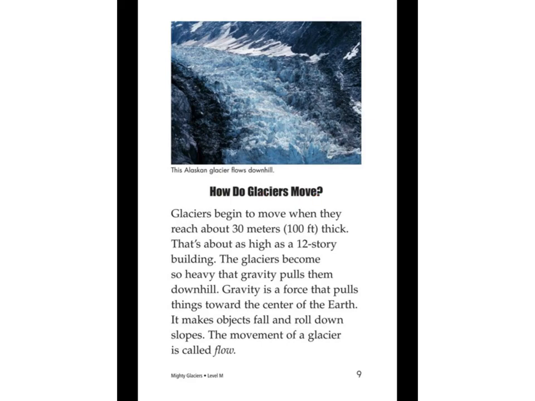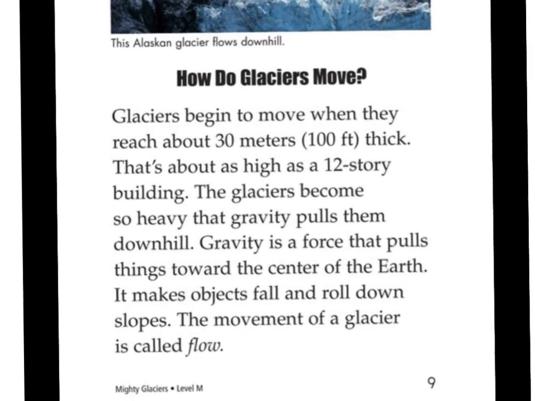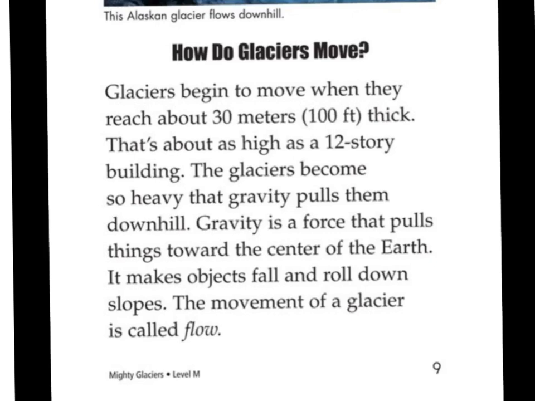How do glaciers move? All glaciers move. Glaciers begin to move when they reach about 30 meters or 100 feet thick. What is thick? The ancho or the grueso. That's about as high as a 12-story building. So imagine the ice is as tall as a building of 12 stories. Imagine all of that moving. Oh, that was a thunder.